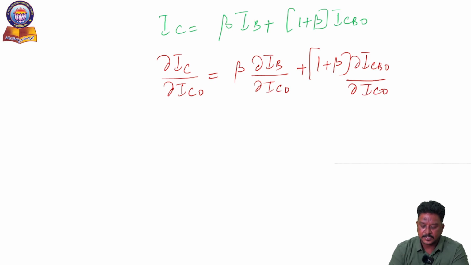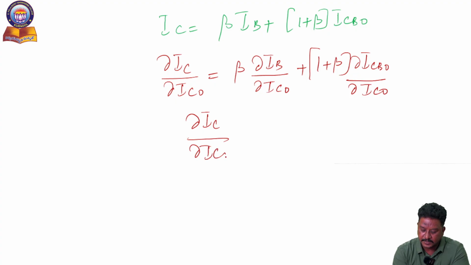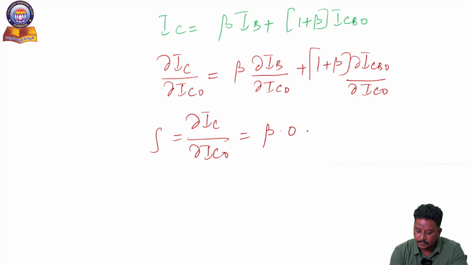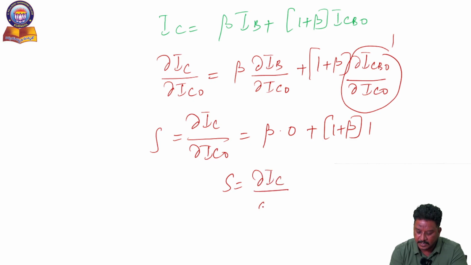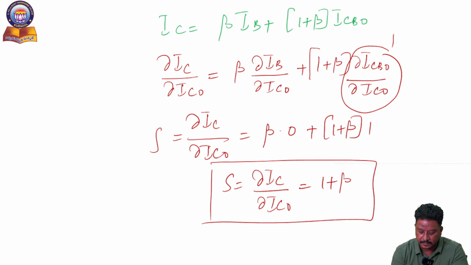Now I am trying to concentrate on this. The stability factor is defined as dIC by dICO. This is the stability factor. Now IB I am considering as constant, so beta into 0 plus 1 plus beta into this quantity, which is equal to unity. Then the stability factor, the change of collector current with respect to the change of ICO, is equal to 1 plus beta. This is a very high value.